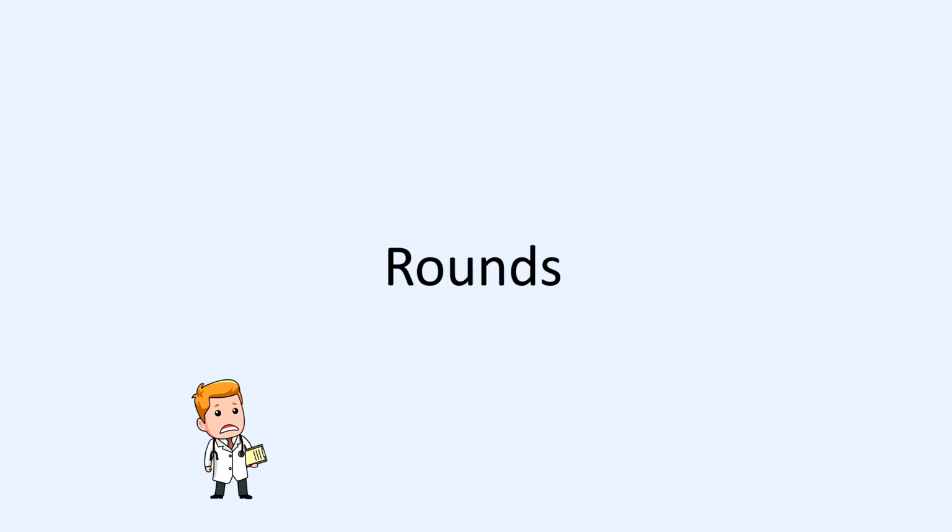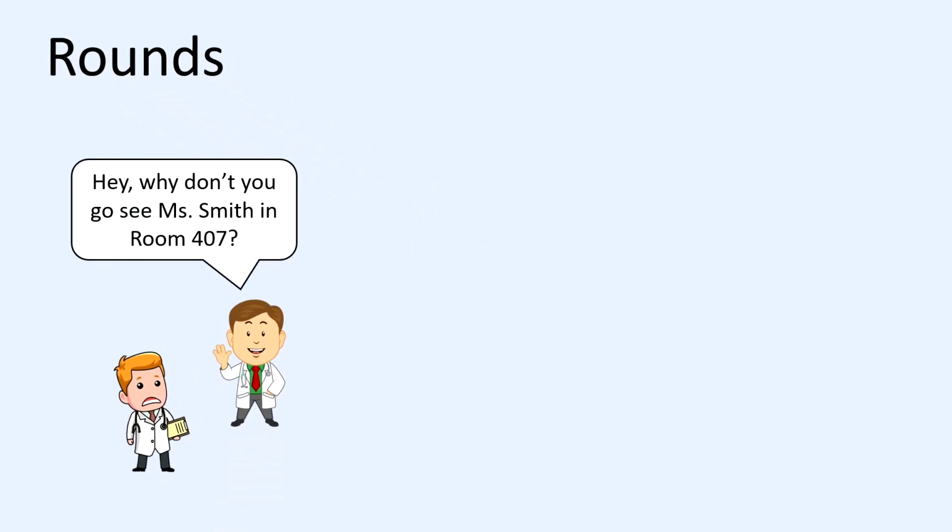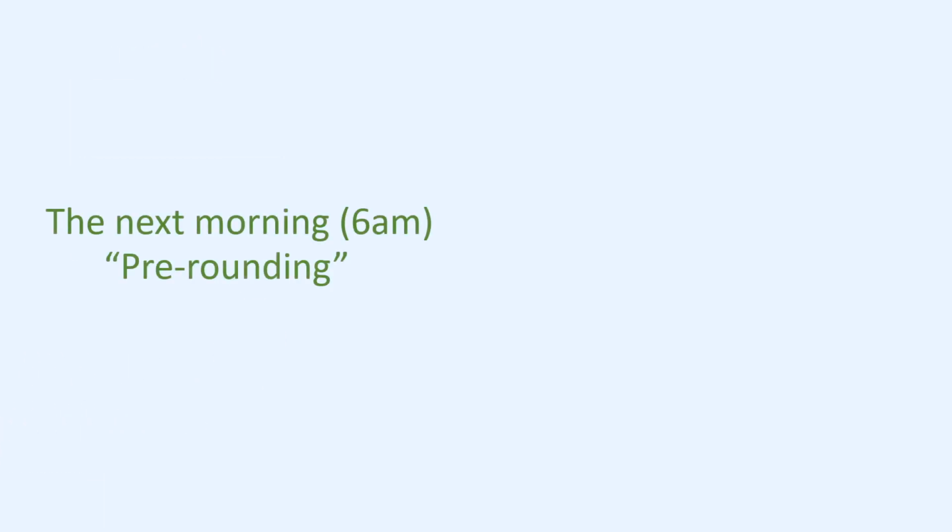So what are rounds? Basically, the hospital system works like this. The first day, you're probably going to come in a bit later in the morning because you had orientation or something. You'll meet with the senior resident who will give you a patient to start following. You'll read up on them in the chart, figure out why they're here in the hospital, what their problems are, and go meet them. The next morning, you will come in early to do pre-rounding.